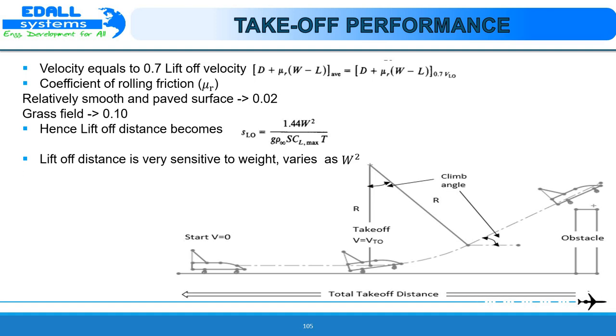Lift-off distance is very sensitive to the weight of the aeroplane, varying directly as W square. If the weight is doubled, the ground roll of the aeroplane is quadrupled. Lift-off distance is dependent on the ambient density rho infinity. This is why on hot summer days, when the air density is less than that on cooler days, a given aeroplane requires a longer ground roll to get off the ground. Also, longer lift-off distances are required at airports that are located at high altitude.